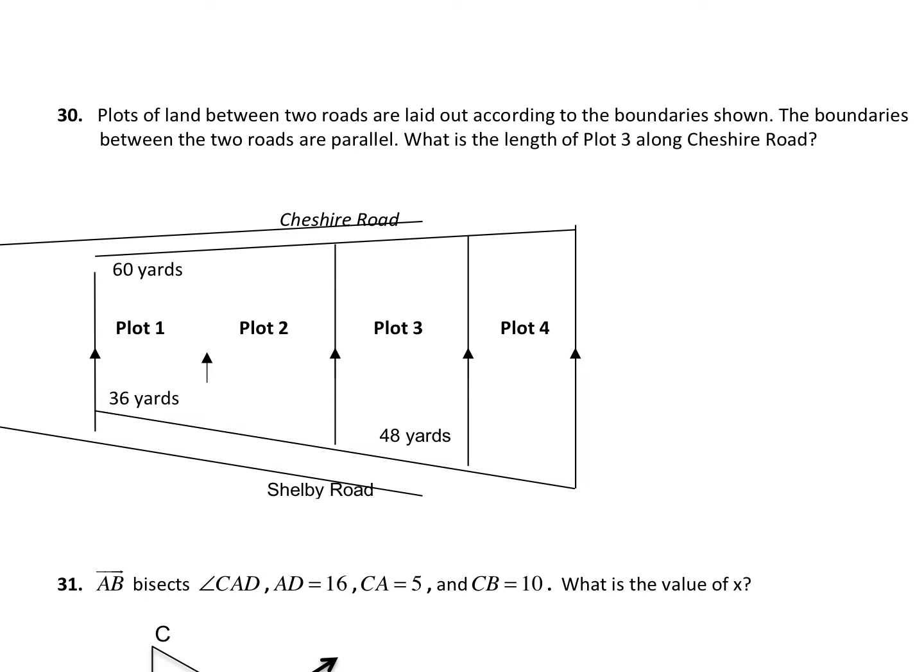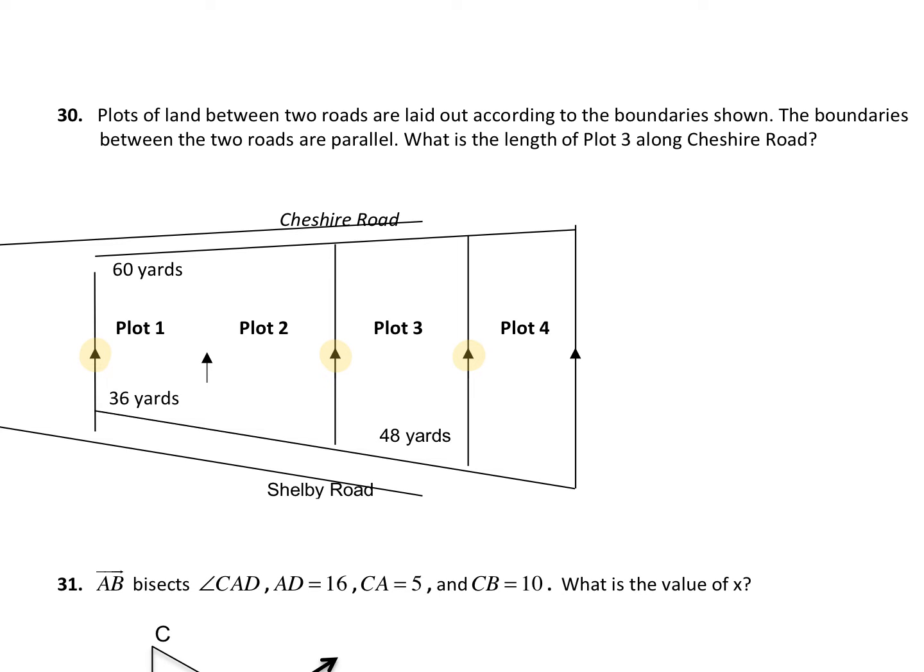So again, we've got these parallel lines here. That's what these little triangles mean. And if we have parallel lines, we're going to use the corollary to the side splitter theorem that says that if we have three parallel lines that intersect two transversals, in this case, our two transversals are Cheshire Road and Shelby Road, then the segments intercepted on those transversals are proportional.